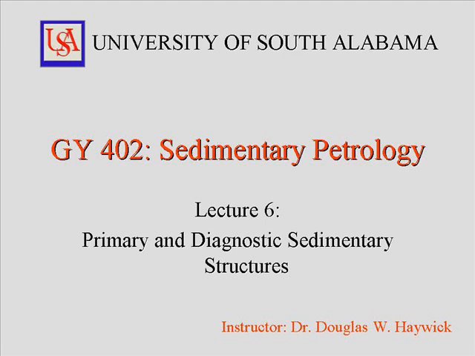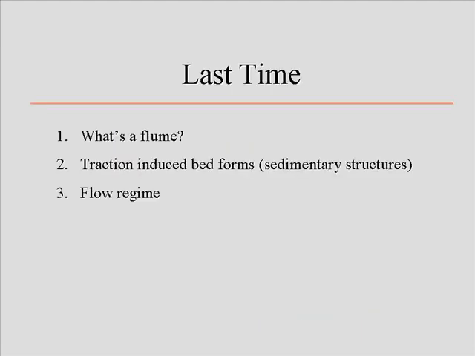Okay. Now, what we did last time, we talked about a flume. We introduced the whole idea of how flume structures are going to be presented or produced. We call this traction in place structures or sedimentary structures. And then the last thing we talked about was flow regime. And a reminder, flow regime is a convenient way of not having to worry about all the variables that are ultimately going to affect the nature of sedimentary structures.